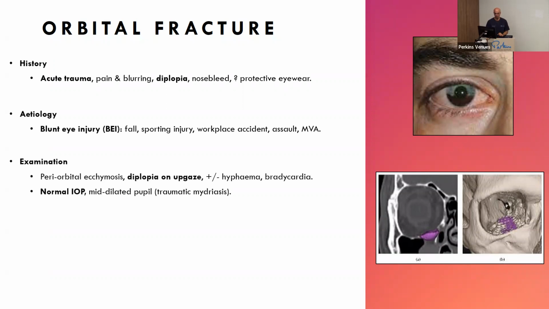Examination-wise, diplopia and upgaze we've talked about, black eye we've talked about. Bradycardia happens if the inferior rectus is truly tethered, which invokes a vagal response, not vasovagal, a vagal reflex, which brings down the heart rate. So inferior rectus being tethered is painful, and the person will become bradycardic. The intraocular pressure should be normal. If they haven't had a retrobulbar hemorrhage, then they should have a normal intraocular pressure, which you can measure with a handheld device called a tonometer in emergency.